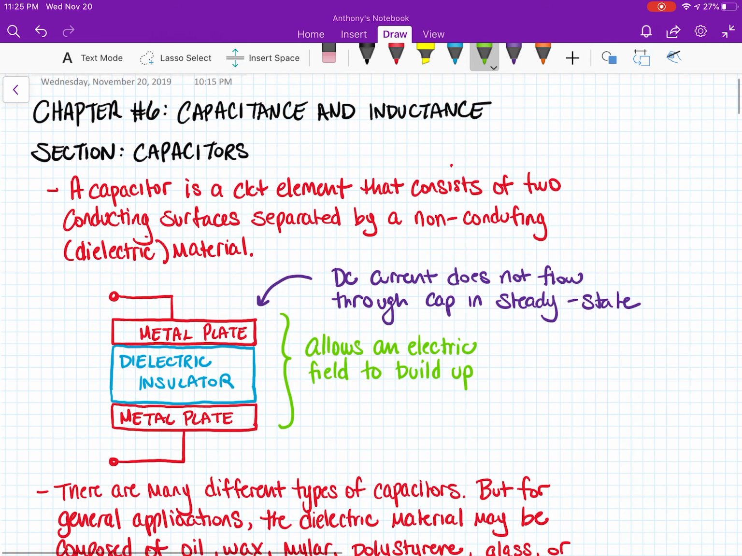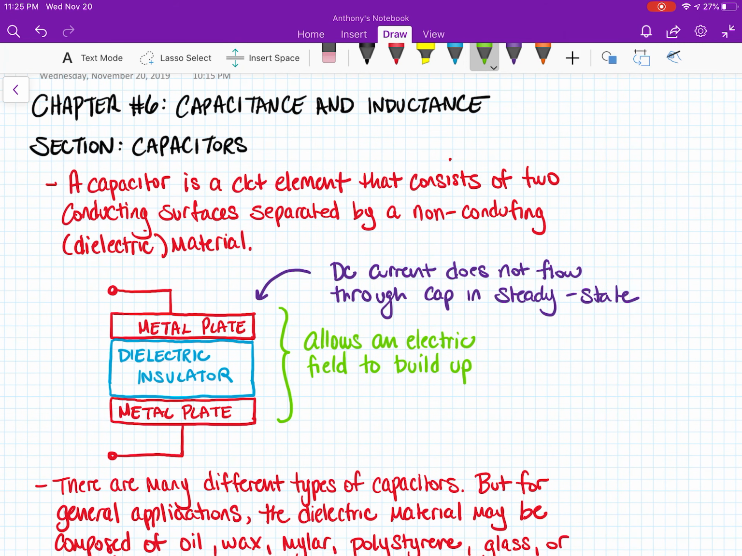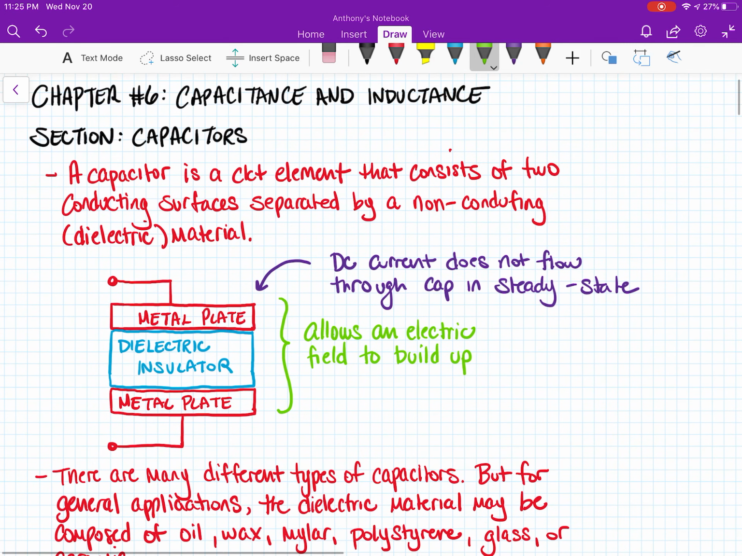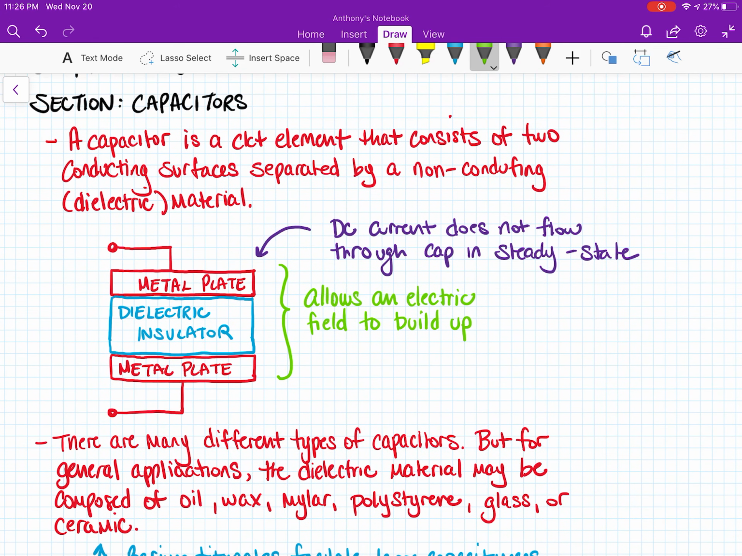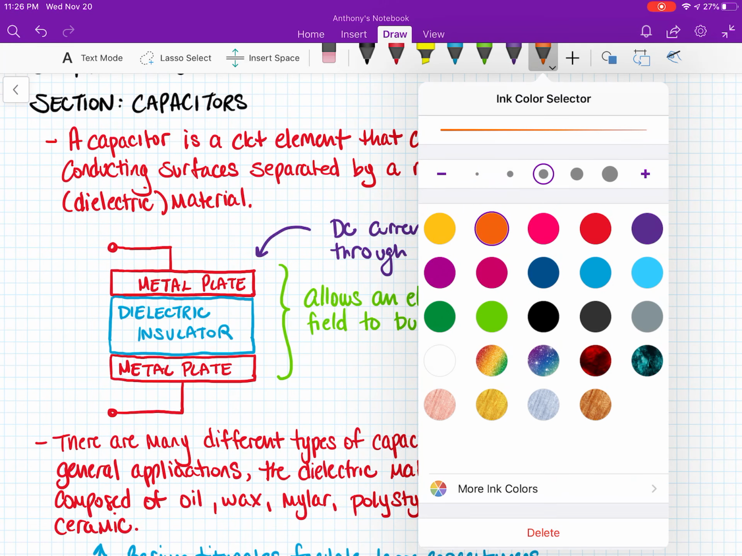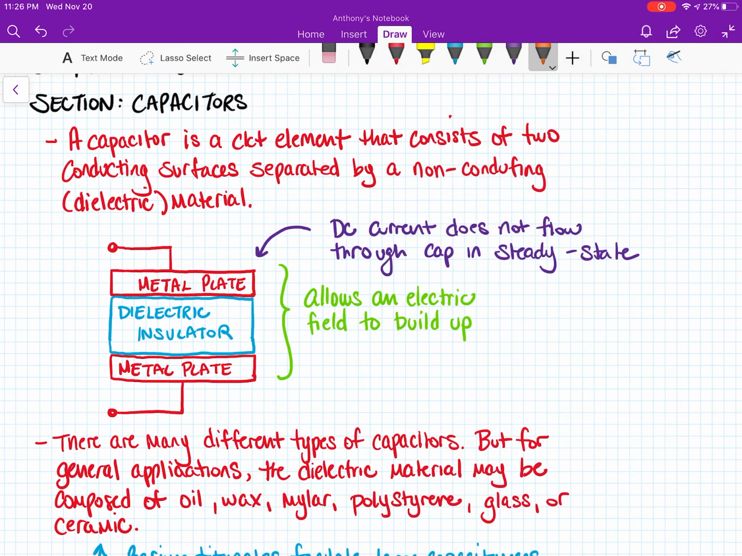A capacitor is a circuit element that consists of two conducting surfaces separated by a non-conducting or dielectric or insulating material. And so you can see here from this figure, the structure is pretty basic. We have two metal plates, which are going to be connected to the terminals of the device, and the metal plates are separated by this dielectric insulating material.